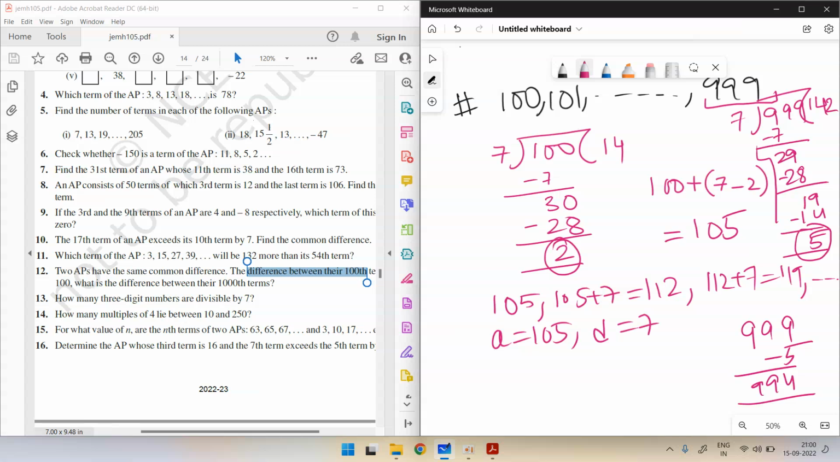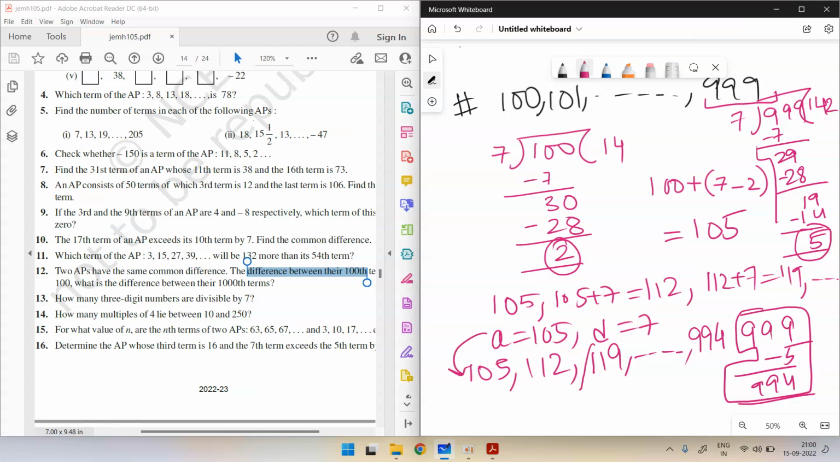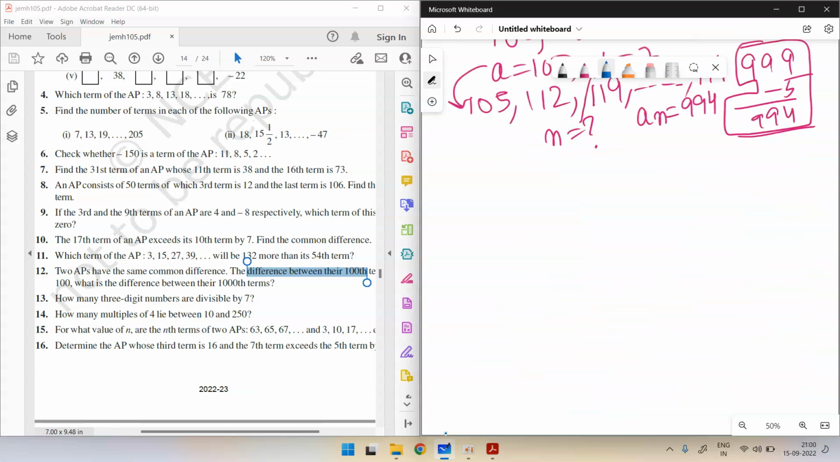So this series of numbers is 105, 112, 119, and so on until 994. It is an AP with A equal to 105, D equal to 7, and the nth term equal to 994. What you need to find is how many numbers there are, so the value of n. Directly applying the formula, a of n equals a plus n minus 1 into d, where a of n is 994, a is 105, and d is 7.